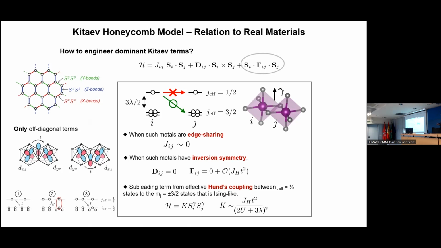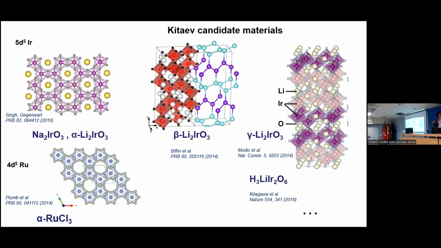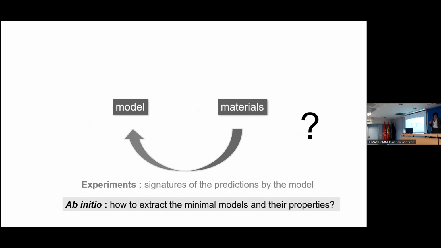So after this suggestion, there have been many materials that have been proposed as realizations of this type of models. However, now the question is, are these materials what we want them to be? These spin liquids with this fractionalized excitation. So one is you do experiments and you see whether you find signatures of the predictions by the model.